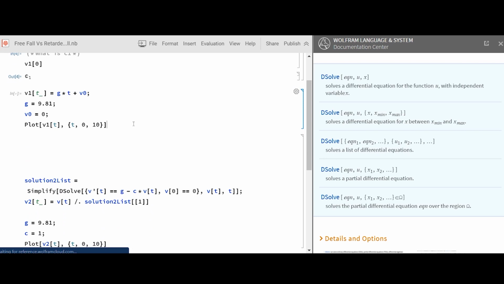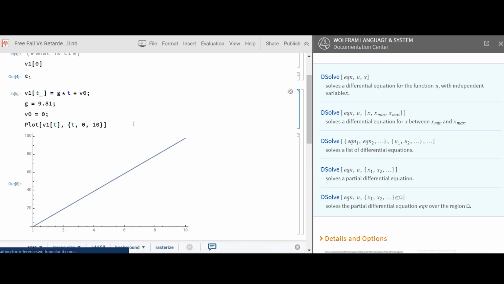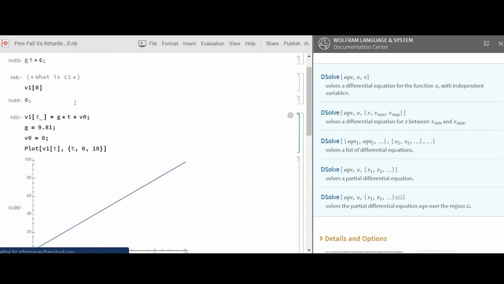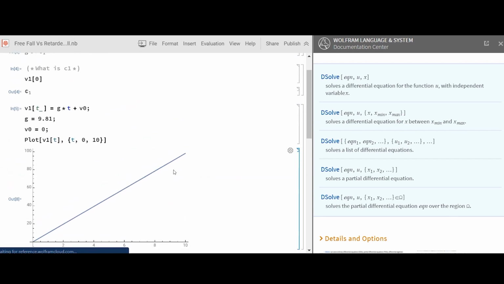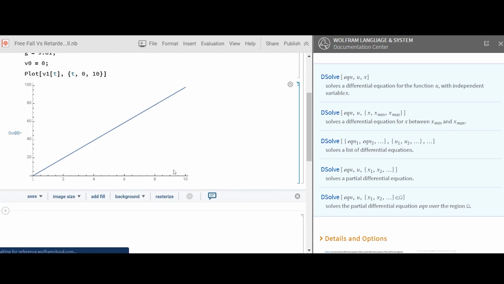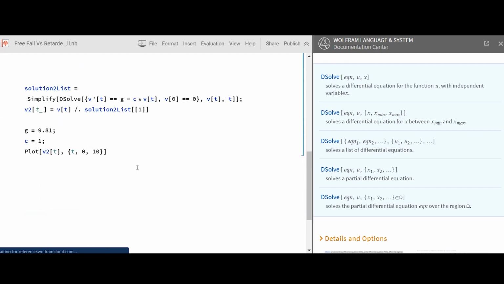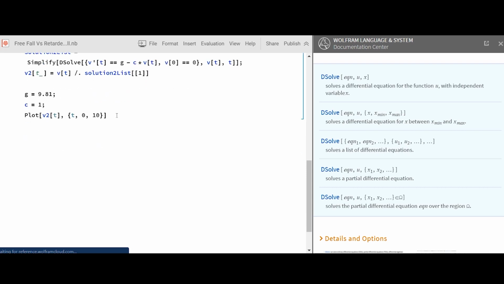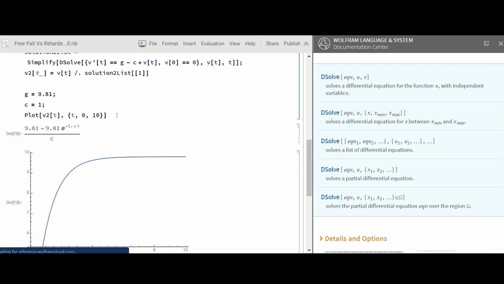Now let's take a look at what that looks like, and we can see again y equals mx plus b, right? The solution gt plus some constant is similar in form to y equals mx plus b, so it's just a line. And now let's look at the second one, the one that takes into account air resistance. Again, I'm using DSolve here and Simplify. Simplify just makes it a little nicer to read. Let's see what we get there. I am also plotting it at the same time, so we should get the answer, which is this.